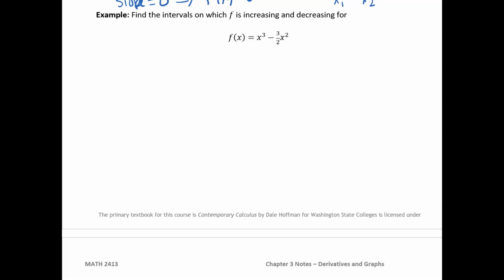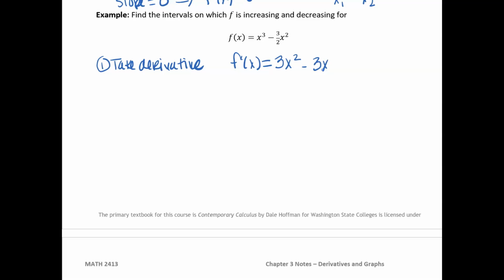The first thing we're going to do is write some steps. First, surprise, surprise, take the derivative. So let's go ahead and find f prime of x. The derivative would be 3x squared minus 3x. You bring that 2 down, multiply it by the 3 halves, the 2's cancel, and you just get 3x.